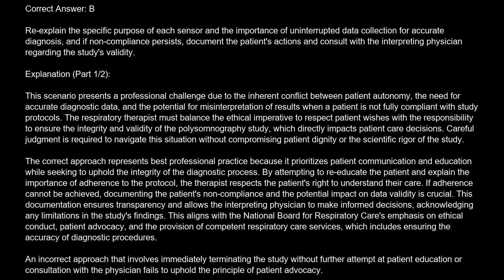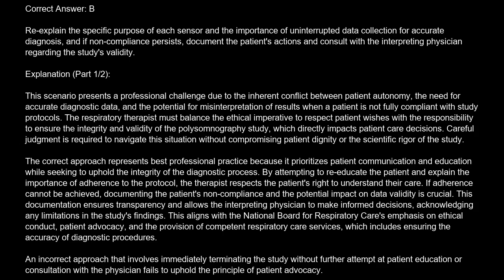Explanation. This scenario presents a professional challenge due to the inherent conflict between patient autonomy, the need for accurate diagnostic data, and the potential for misinterpretation of results when a patient is not fully compliant with study protocols. The respiratory therapist must balance the ethical imperative to respect patient wishes with the responsibility to ensure the integrity and validity of the polysomnography study, which directly impacts patient care decisions. Careful judgment is required to navigate this situation without compromising patient dignity or the scientific rigor of the study.